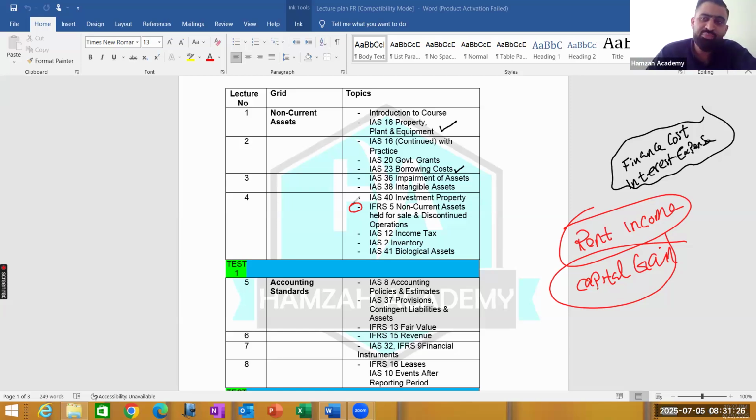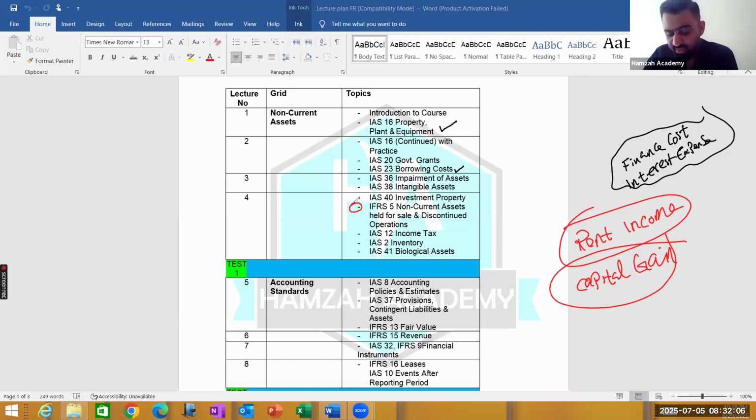And discontinued operation means when you are going to shut down your product line, or you are going to shut down your business in a particular geographical area. Such shutdown of the business is known as discontinued operations, and discontinued operations we account for under IFRS 5. So discontinued operation and asset held for sale will be accounted for under IFRS 5.